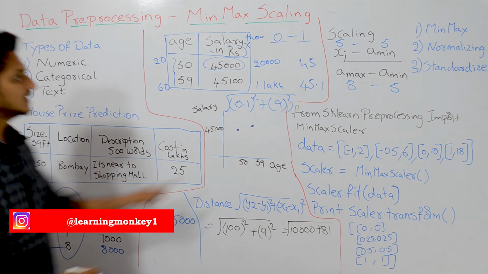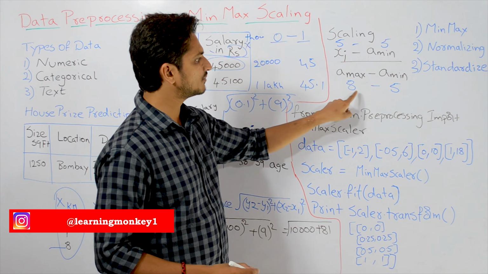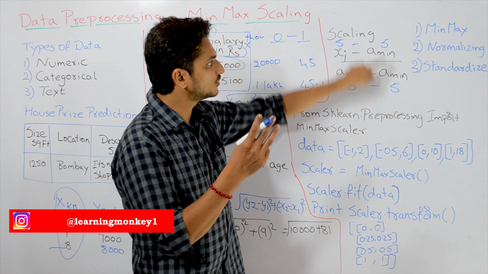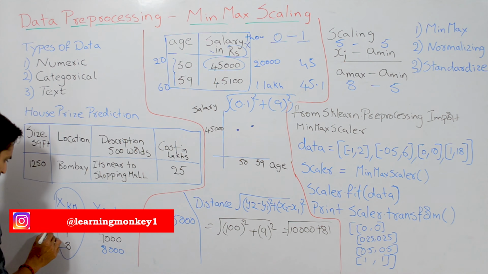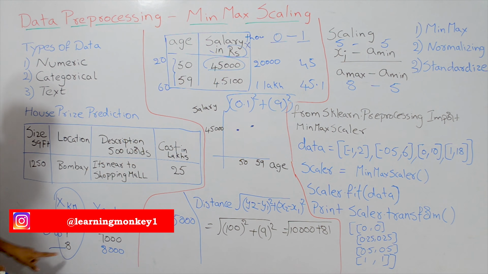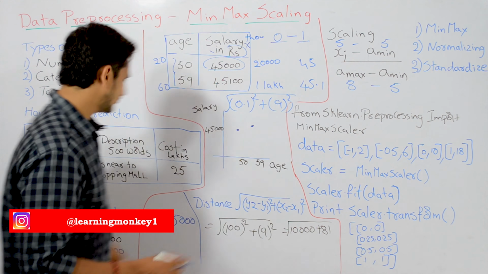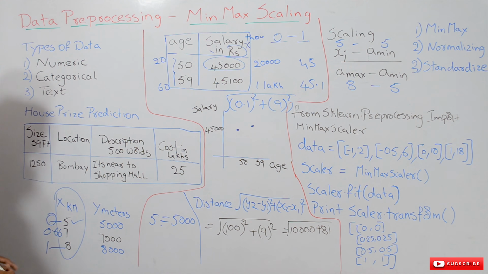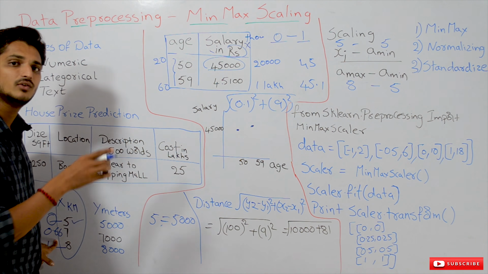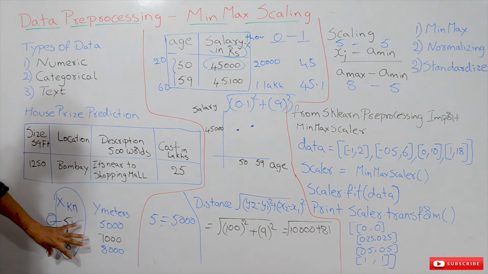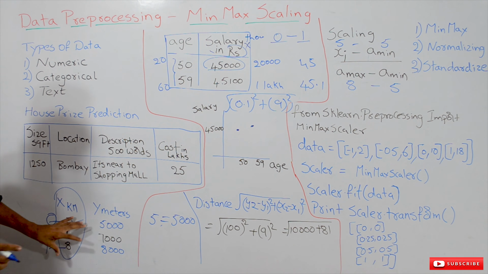Let's take 7. 7 minus 5, which is 2, divided by 8 minus 5, which is 3. 2 by 3 means what's the value we get? 0.66. Let's take the next value. 8 minus 5 divided by 8 minus 5 is 1. We got the value 1. So what we observed here is that the minimum value is given 0, the maximum value is given 1, and the remaining values between minimum and maximum are given values between 0 and 1. So we scaled down these values to values between 0 and 1.